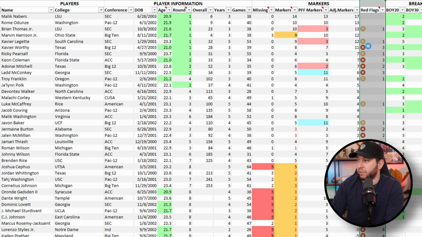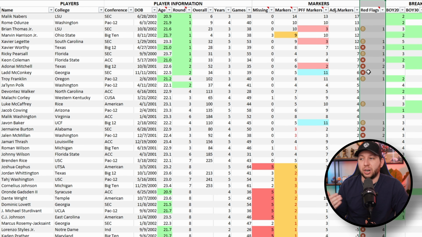Xavier Worthy has 3 of them. Ladd McConkey had 3 of them. I remember Devonta Smith had 1 because he was a 23 BMI. Didn't matter at all. I mean, he was a Heisman winner. So if it didn't matter in college, I don't think it mattered in the NFL for him to win the Heisman. So like I said, any one of those, or even any 2 of them, are not necessarily detrimental to a player's profile.